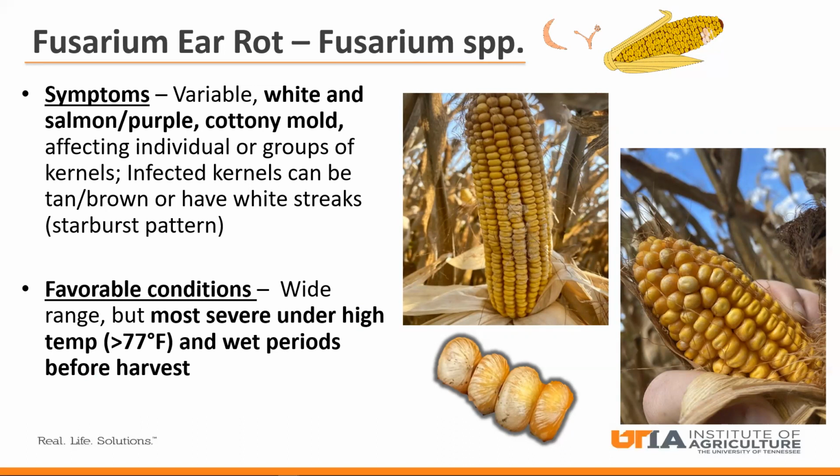For symptoms of this disease, you get a cottony white to peach to purple mold that will be randomly distributed on the ears, all over the kernels. Infected kernels can be brown, and they'll also have a streak, which is known as the starburst pattern. It almost looks like something has scraped the ear, and you can see we've magnified the starburst pattern under the first picture.